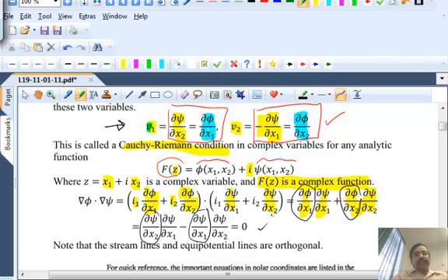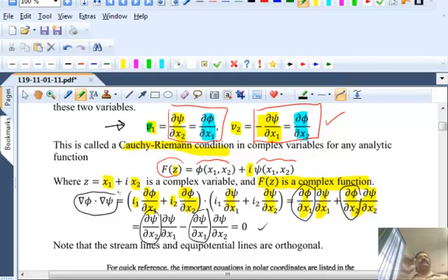What does that tell you? This statement that gradient of phi dot with gradient of psi is always equal to 0. What does that tell you geometrically? They are perpendicular. Which are perpendicular? Which two entities are perpendicular?